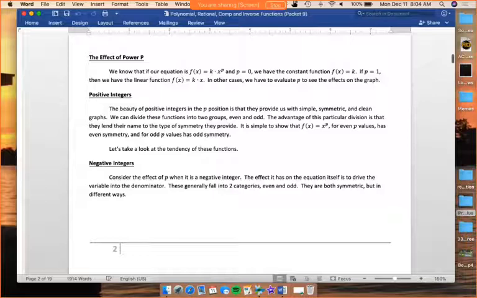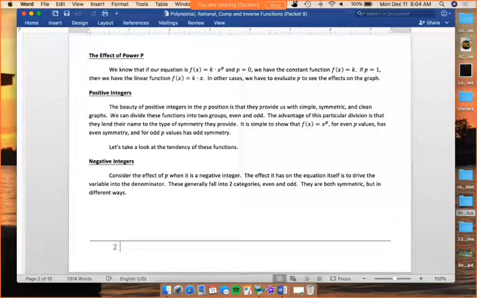We know that, first of all, if p is 0, anything to the 0 power is 1, and so our function becomes a constant function. We have f of x equals k, right here. That's just a horizontal line. If p is 1, x to the 1 is just x, and we have, for our function, k times x, which is a linear function.